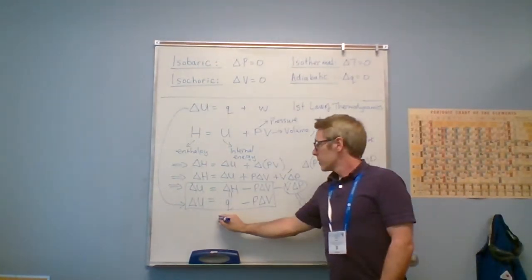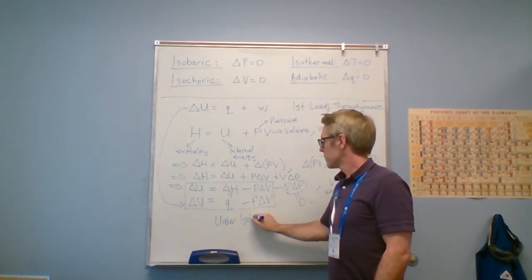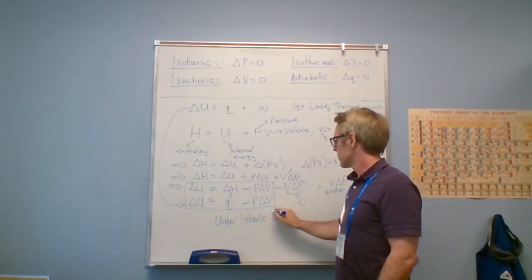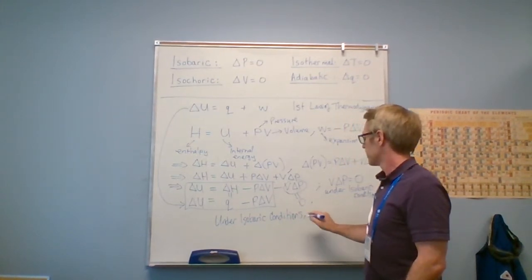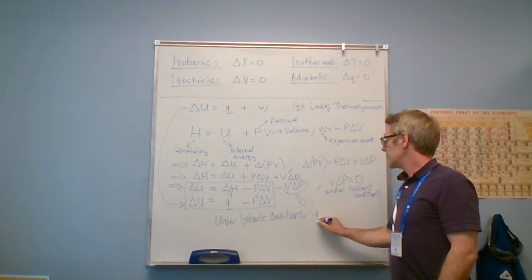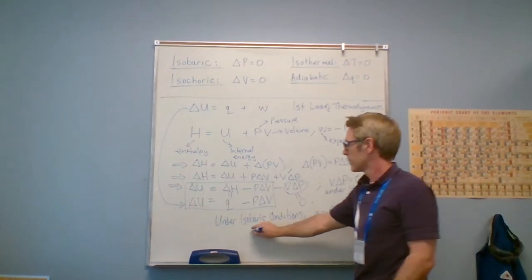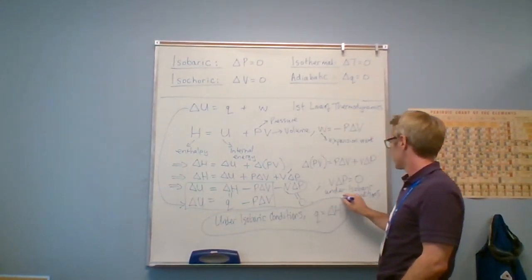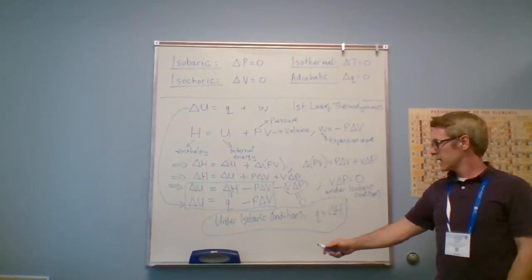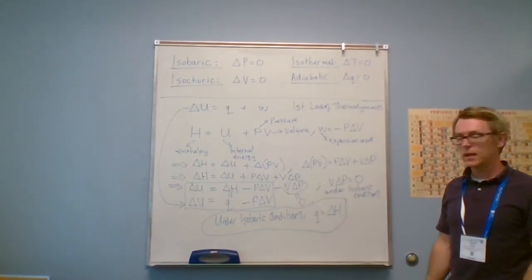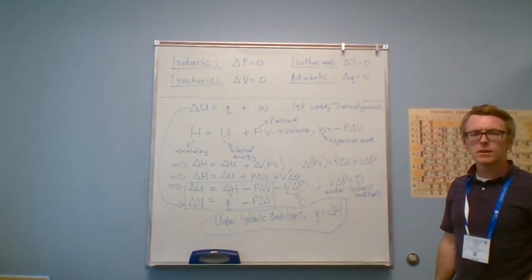So we've learned that under, and this is a very important point, under isobaric conditions, heat equals change in enthalpy. So something with a lower case symbol, Q, is equal to something with a capital symbol, delta H. This is very important, and we'll extrapolate this a little bit in a final video.